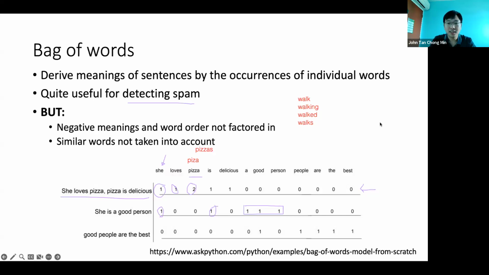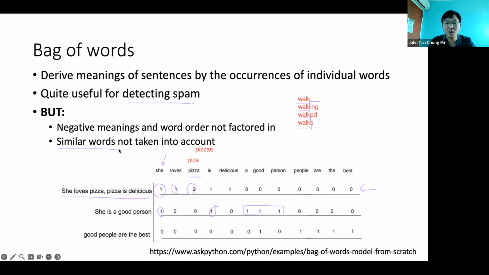Granted, some people have done stuff like stemming, where you take only the root word and drop the ending part. That's one technique that we can use. However, the issue of bag of words still remains: whenever you change the words slightly, although the meaning is the same, you have to relearn the same thing again. That's one problem: similar words are not taken into account.